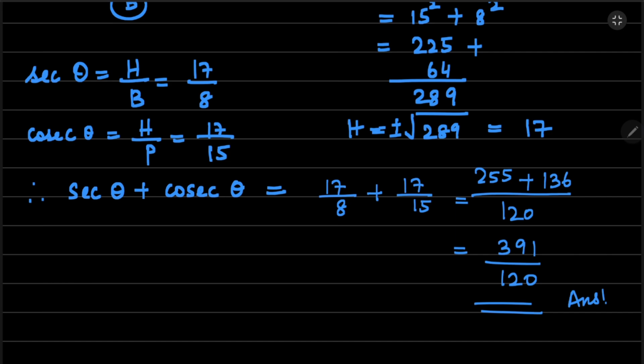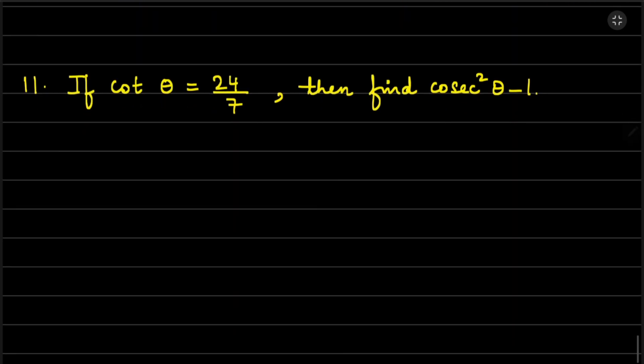Let's move on to the next question. You are given cot theta value. You have to find out what is cosecant square theta minus 1. Okay. So cot theta is nothing but, so tan theta is P by B. So cot theta will be B by P. Okay. Base by P is equal to 24 by 7.